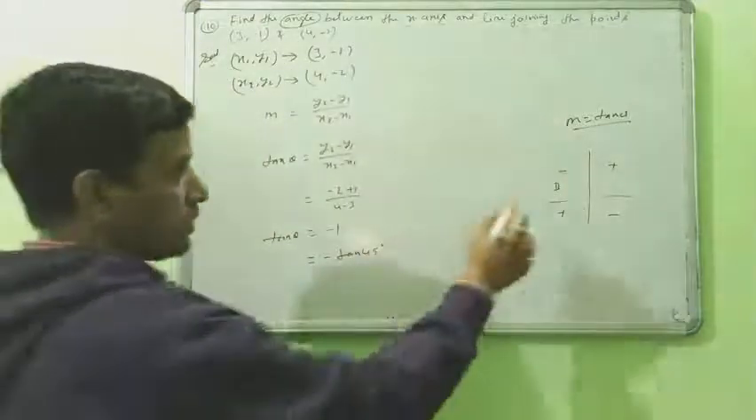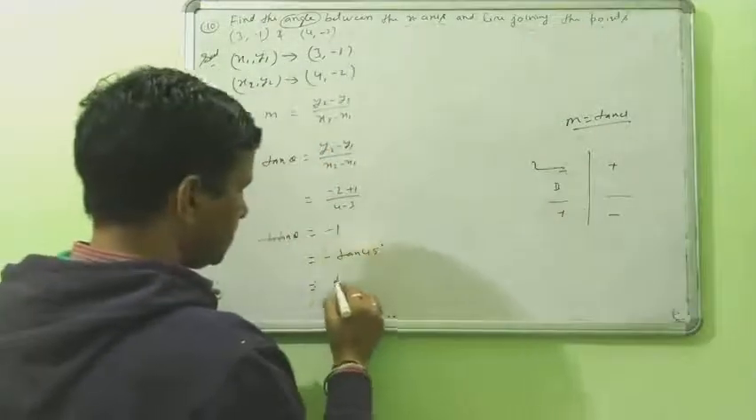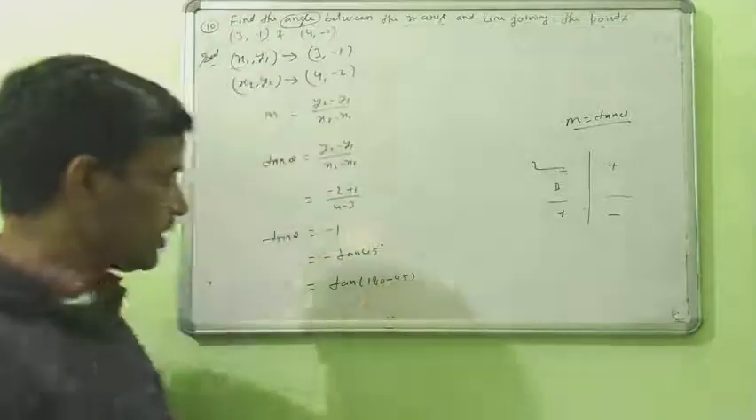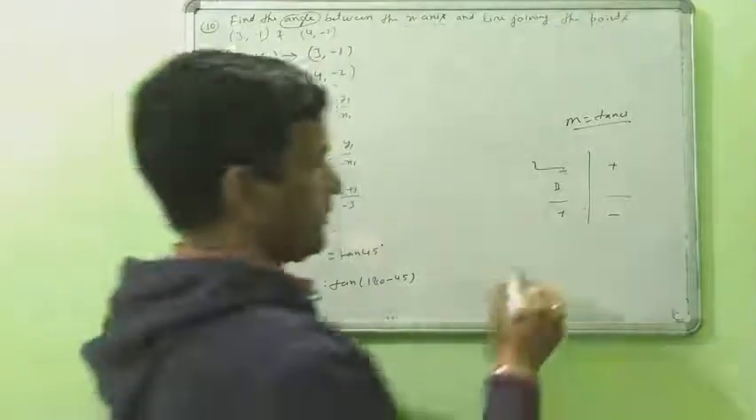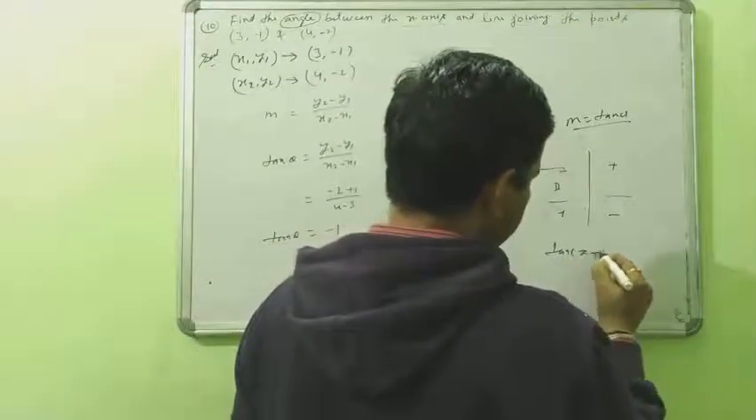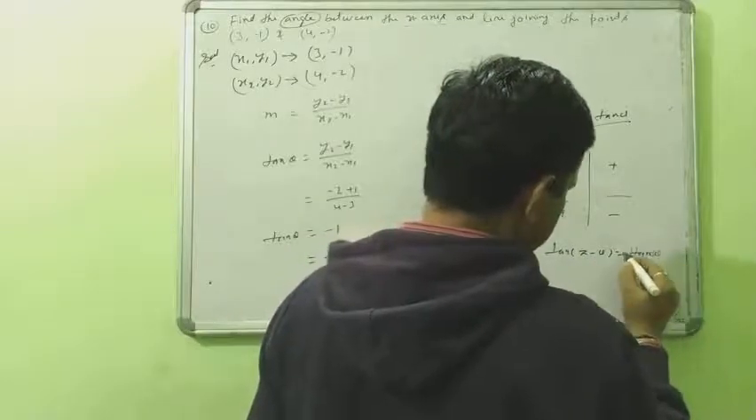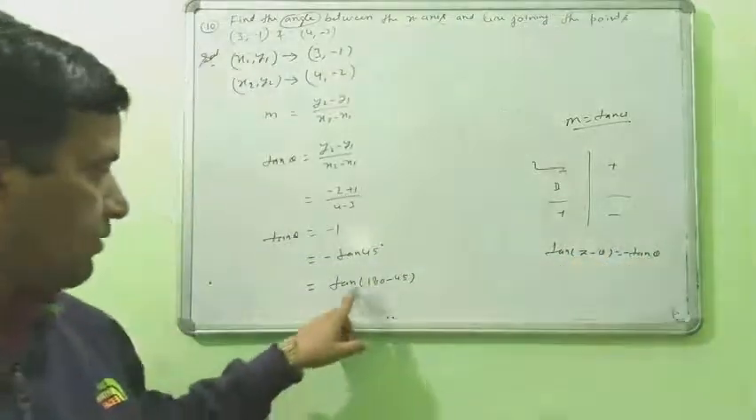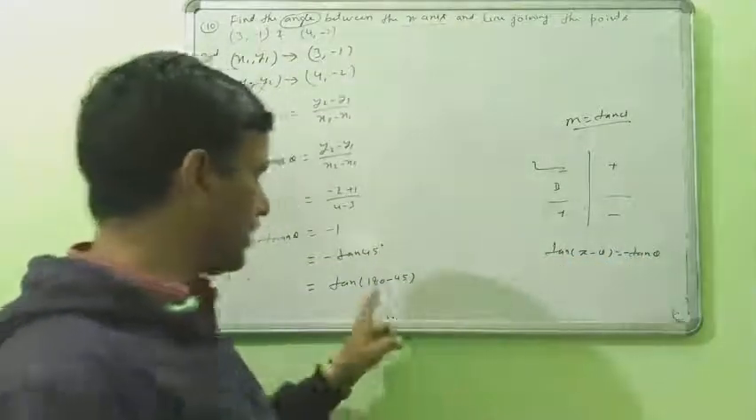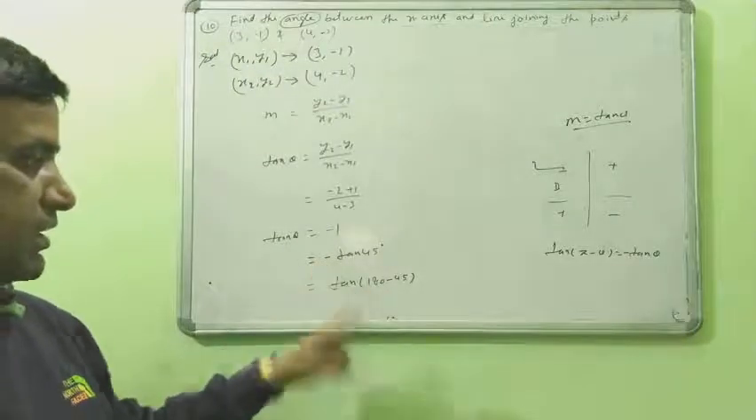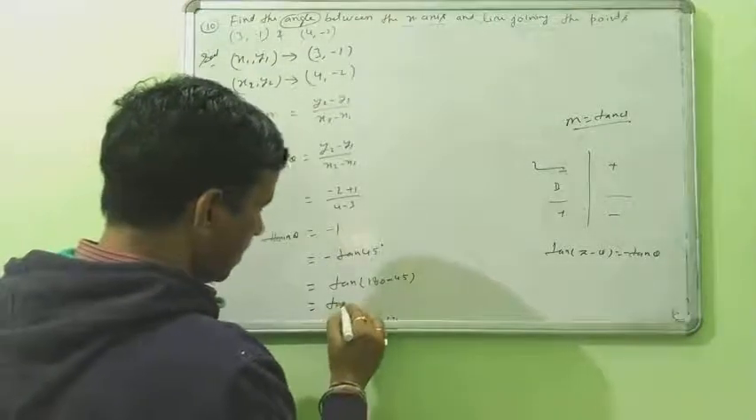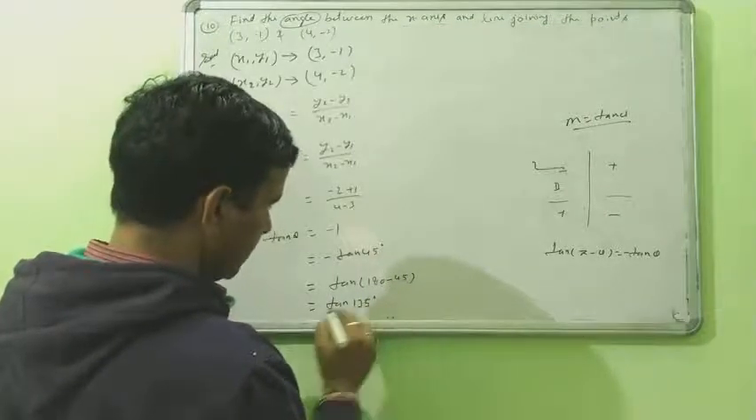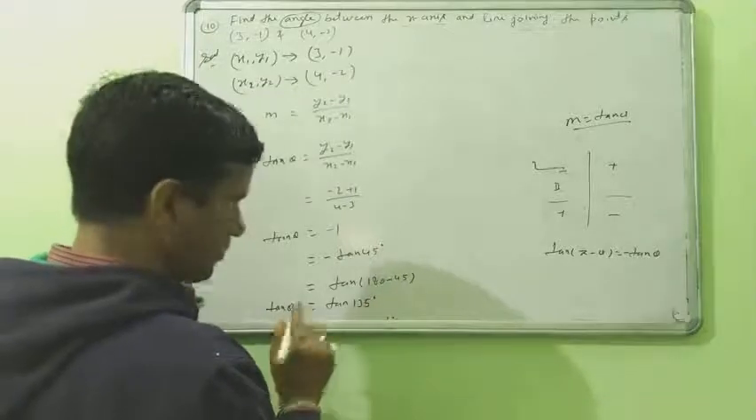So then you convert according to the second quadrant, this equals minus tan (180 minus 45). Suppose you write tan (pi minus theta) equals minus tan theta. So tan (pi minus theta) equals minus tan theta, where the value of pi equals 180. So tan (180 minus theta) equals minus tan theta. Then you can write this as tan 135 degrees. This is tan theta.